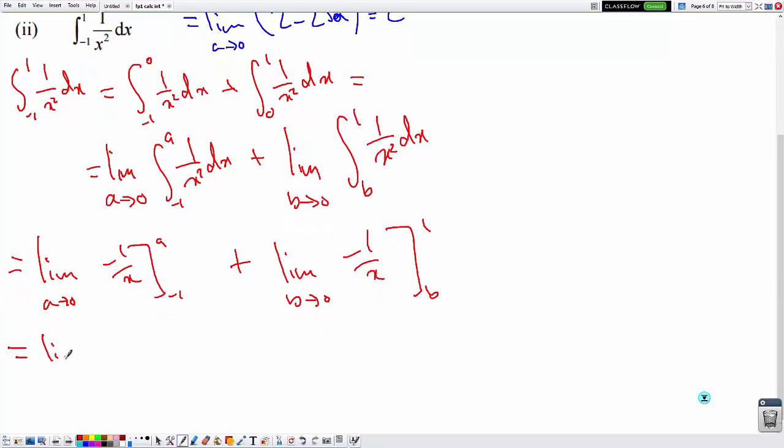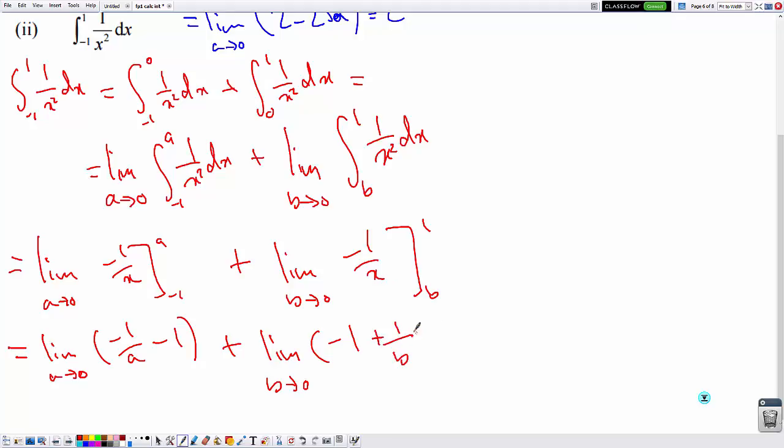So the limit as a tends to 0. Well, it's minus 1 over a minus, and when we plug in minus 1 here, we get minus 1 divided by minus 1, which is positive 1, plus the limit as b tends to 0 of minus 1 over 1, which is just minus 1, minus 1 over b, so that's plus 1 over b. We plugged in b here, and it's plus because there's a minus: when we're doing definite integrals, we plug this in, then minus whatever we get when we plug this in. When we plug this in, you get minus 1 over b.